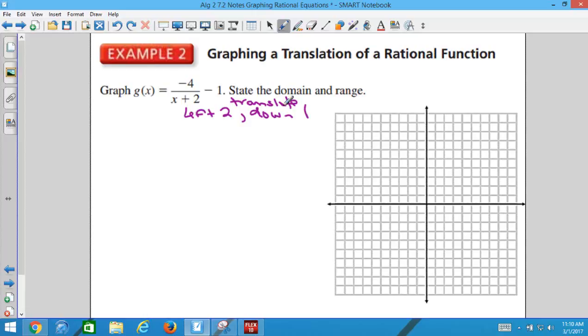So that means my asymptotes, we're going to have x equals, and instead of 0, we're going left 2. So x equals what's left 2 of 0. Negative 2. And then y equals, we're going down 1, so y would be negative 1. So we go over here and we put a vertical line at x equals negative 2. And we put a horizontal line at y equals negative 1.